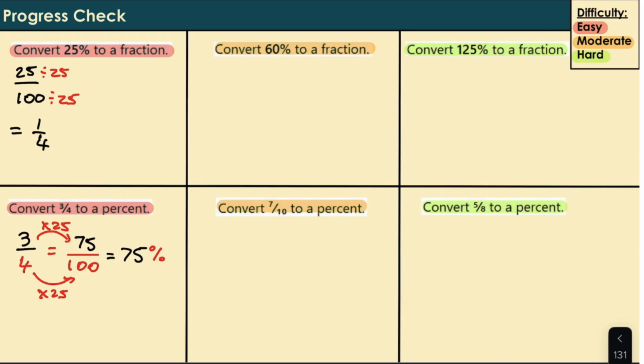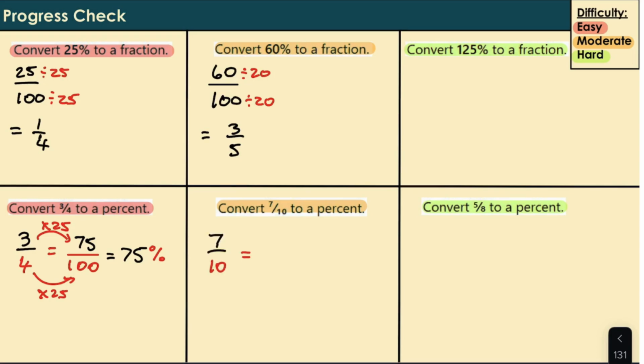Next, 60% to a fraction. We write it over 100. Can we simplify? Yes. 20 goes into both of those. We divide by 20, divide by 20. Our numerator is 3, denominator is 5. Our answer, 3/5.